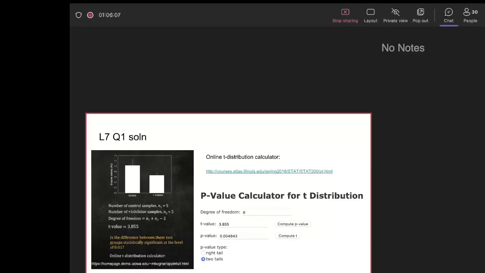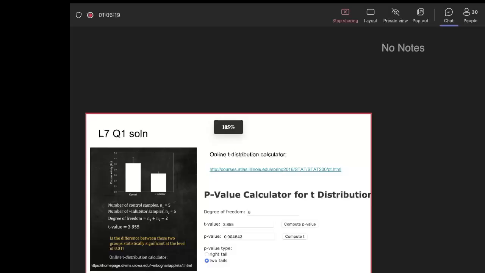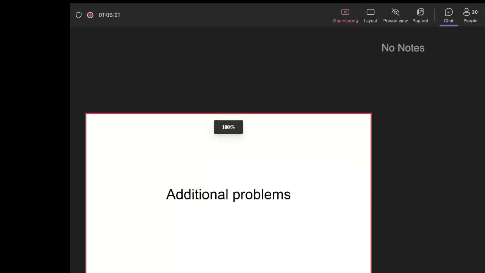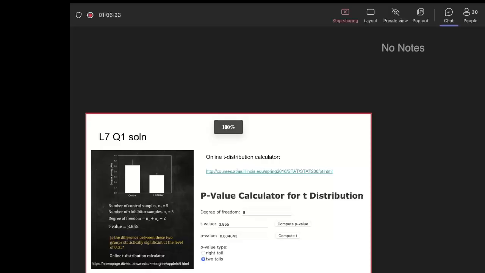So to get the p-value from the t-distribution calculator, we have to know the degrees of freedom. That is also given in the question. The formula for degrees of freedom is n1 plus n2 minus 2. Here n1 is 5 and n2 is also 5, so degrees of freedom will be 5 plus 5 minus 2. In the degree of freedom box, you can write 8. And the t value is also given directly in the question. The t value will be 3.855.